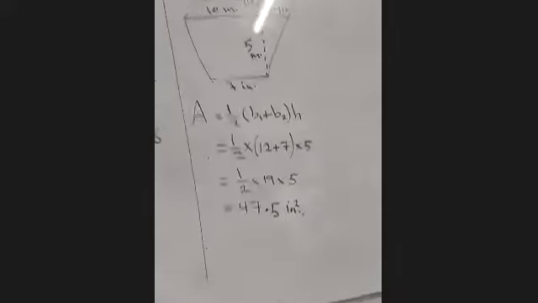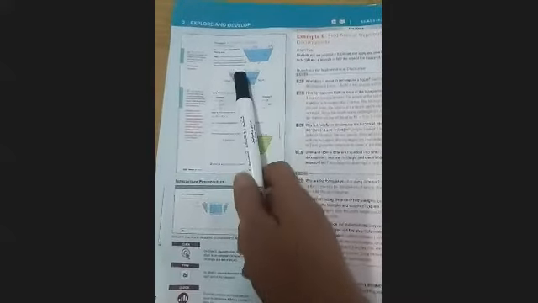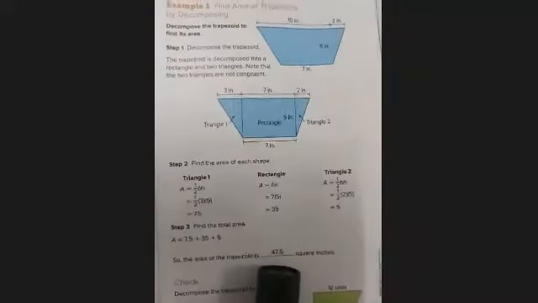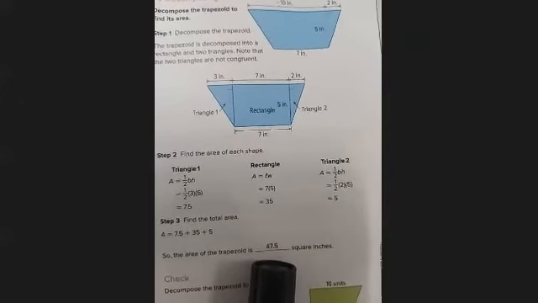Now, if you take a look at the book, guys, they decompose into 2 triangles and a rectangle, then add the 3 areas together. But if you use the formula, what's the answer? A equals 7.5 plus 35 plus 5, which is 47.5. So we will use the formula. Let's do the check now.